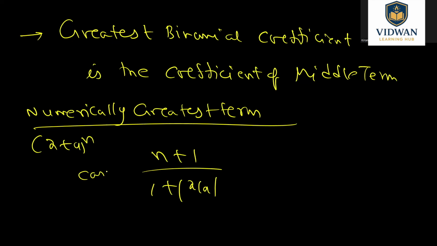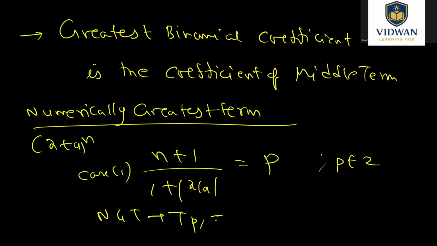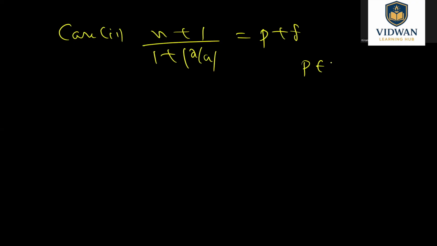Suppose you get the value of (n plus 1) by (1 plus mod x by a) as some integer p. Then the numerically greatest terms are the pth term and the (p plus 1)th term, tp and tp plus 1, and you can find the value of the term by the general term formula. And in case you get the value as some integer plus some fraction, p plus f, where p is an integer and f is a fraction which lies in the interval 0 to 1, then the numerically greatest term is just the (p plus 1)th term, tp plus 1.